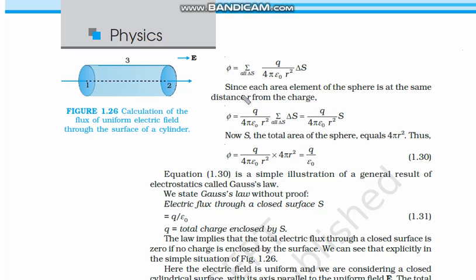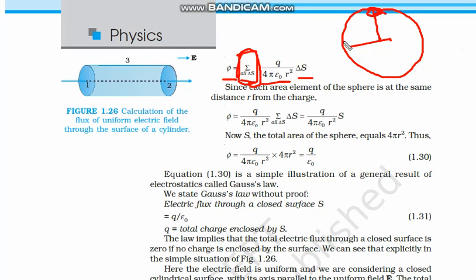So now the total flux is the sum over all surfaces. This remains the same, q upon 4 pi epsilon naught r square and delta s. So now we are summing it over all surfaces, all delta s. Since each area element of the sphere is at the same distance r, the r remains the same for the whole surface. So if this is a sphere, r will remain the same whether you are here or you are here, because it is a sphere.